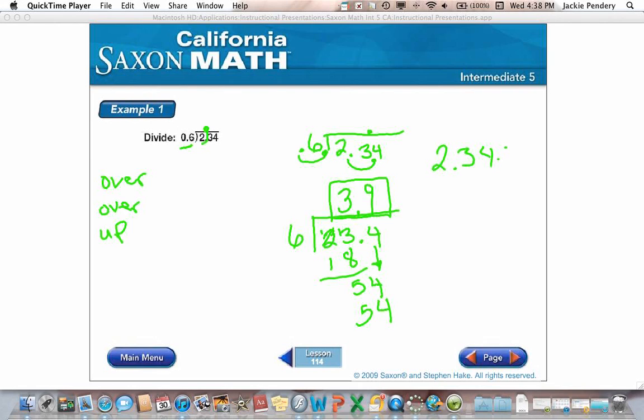2.34 divided by 0.6 equals 3.9. I'm taking 2.34 and dividing it into sections of 0.6 each. And so there will be 3.9 of those sections. It does work. Okay? All right, let's look at example 2.